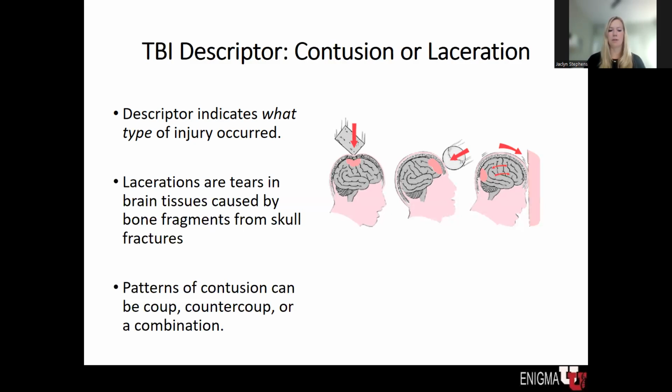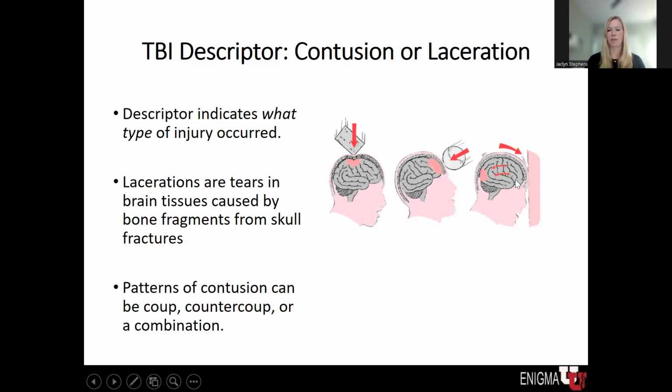And bruising can happen as a coup, which is indicated, if you can see the mouse here, it's quite faint. It's a white mouse on a white screen. But you can see that a coup bruising injury would happen where the impact happens at the front of the skull, and you also have the injury right here.